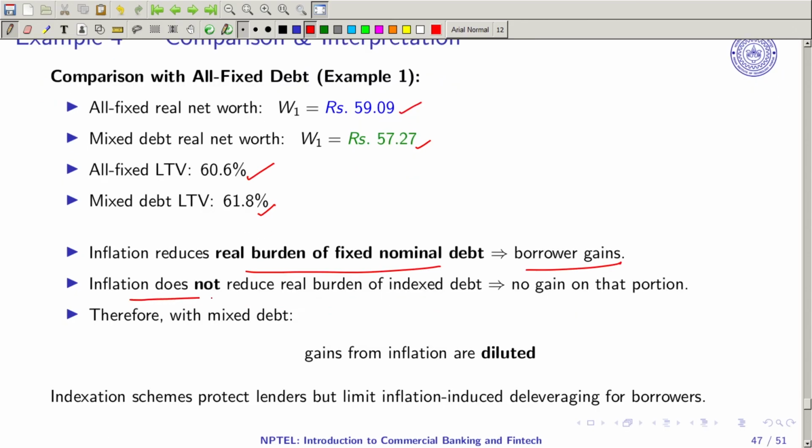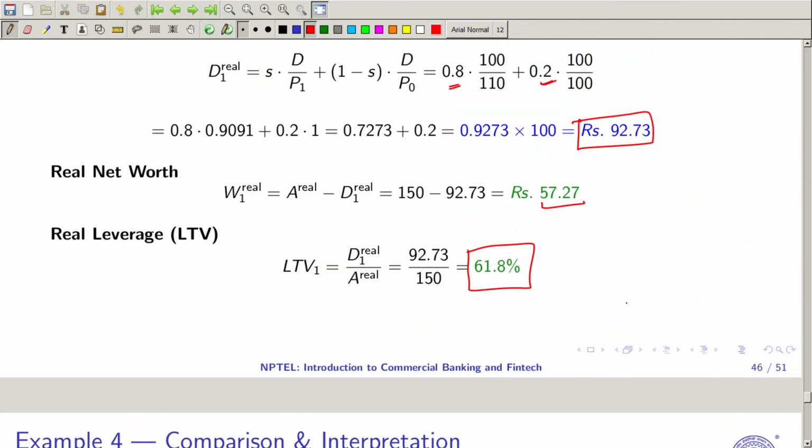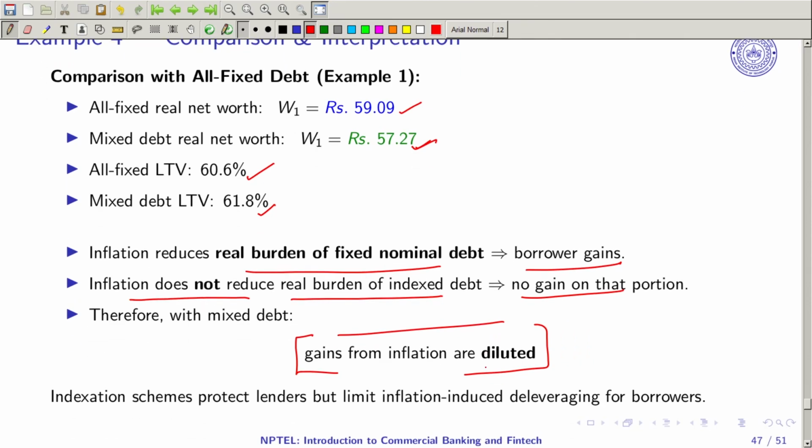But inflation does not reduce the real burden of the indexed debt, no gain on that portion. So mixed debt real net worth is 57.27, right? And with mixed debt, you can see that the gains from inflation are also diluted, and this is one of the important learnings, that it helps the lenders, but it doesn't help much to the borrower, right? So this is the learning here in this case, right?